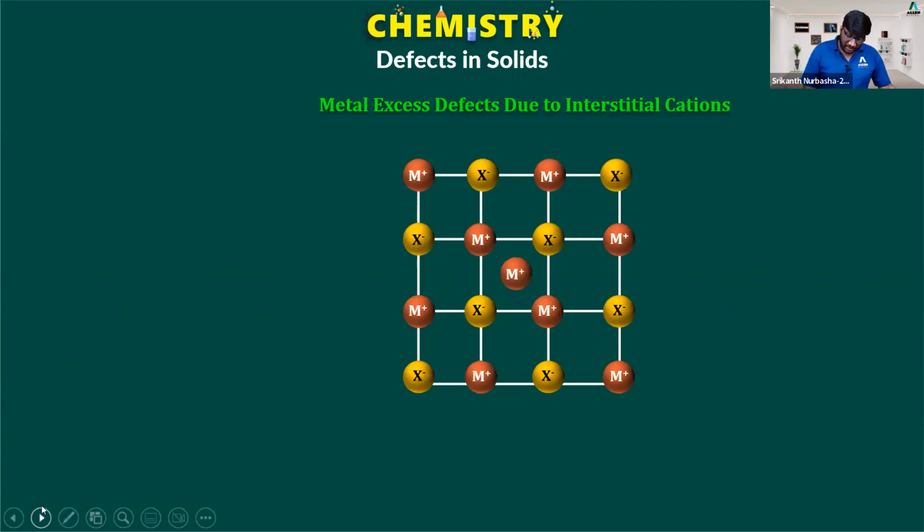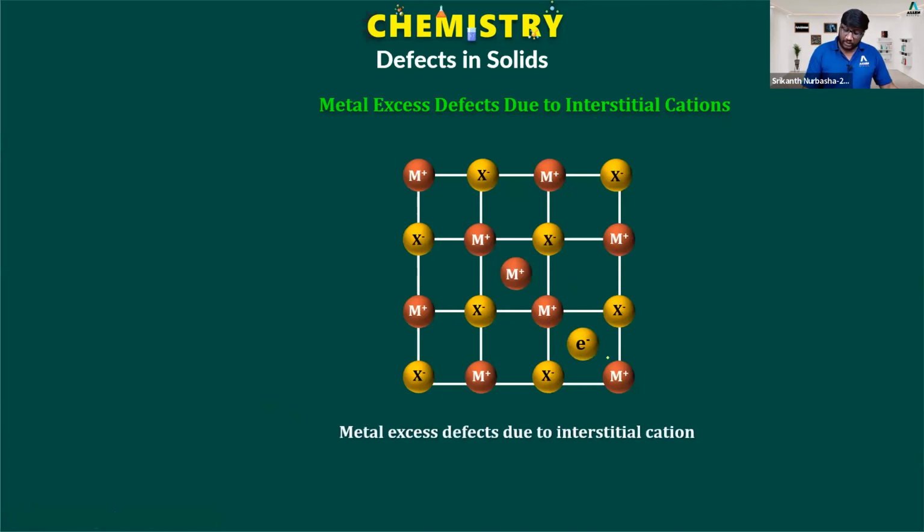So we have that interstitial cation. We have the electron present here, so that electrical neutrality is maintained. In metal excess defects due to interstitial cations, the electron should also be present at the nearby interstitial sites, so that the total crystal is electrically neutral. If not, the crystal is not stable. If the total crystal is not neutral, how can the crystal be stable? If the crystal has some positive charge, it will be easily affected by negatively charged species. So the stability of the crystal is lost, right?